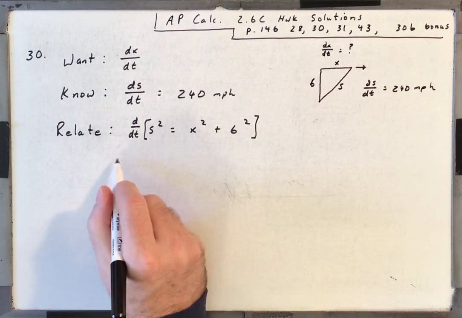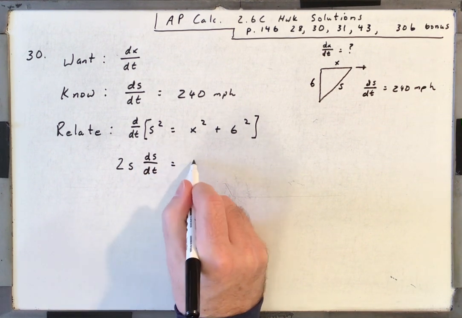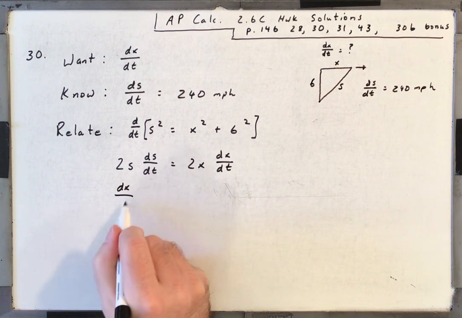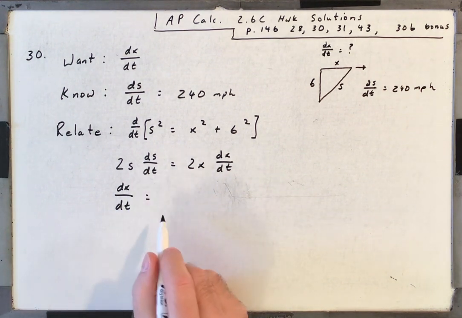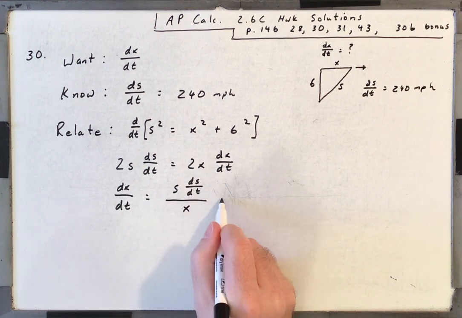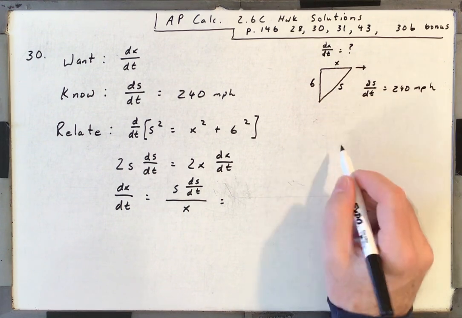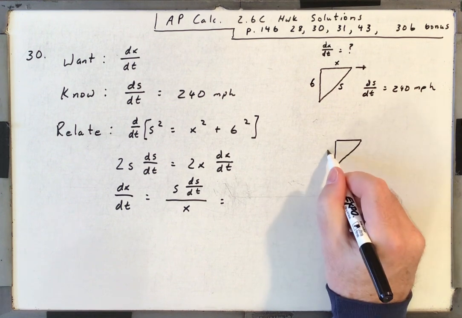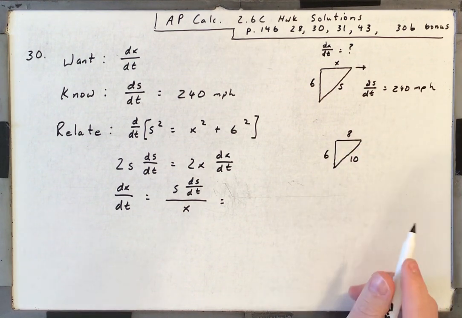Taking the derivative of that with respect to t, we'd have 2s ds/dt is equal to 2x dx/dt. So dx/dt, the 2's will cancel, and we're going to bring that x underneath, so it's s ds/dt over x. It said that s at the time of interest is 10. So using the Pythagorean theorem, you'll see that x is equal to 8.